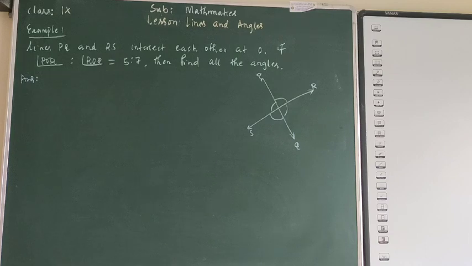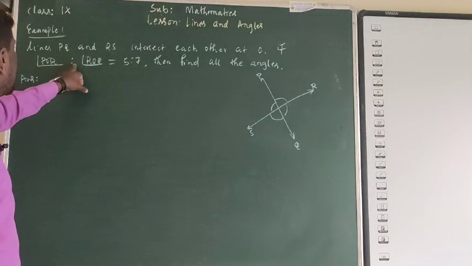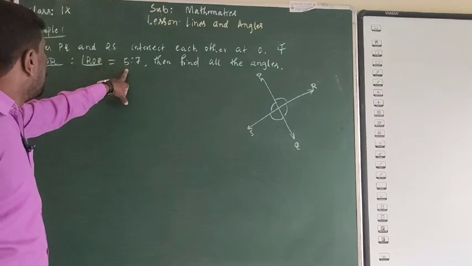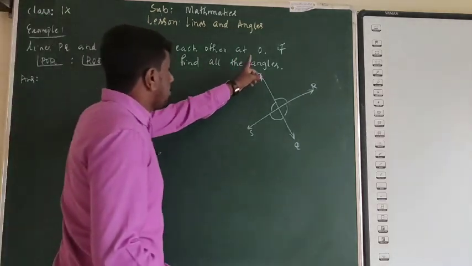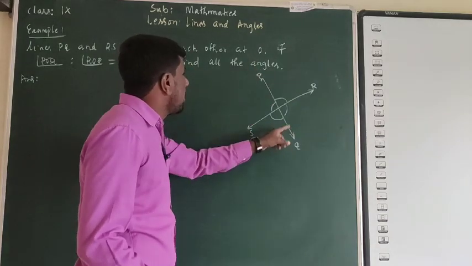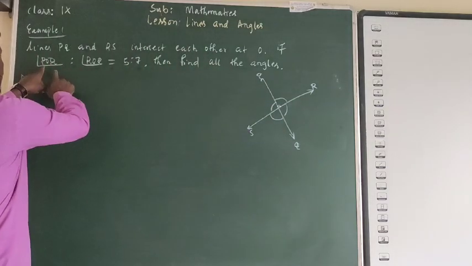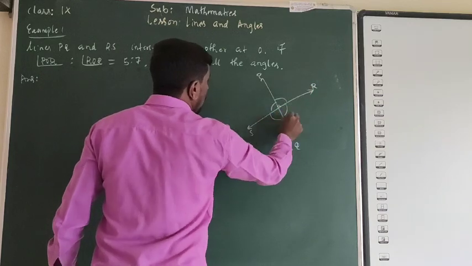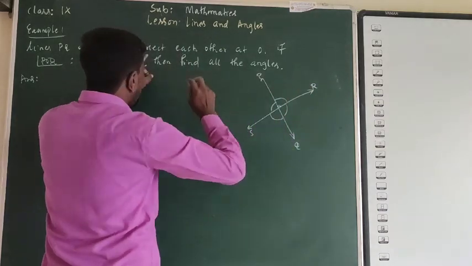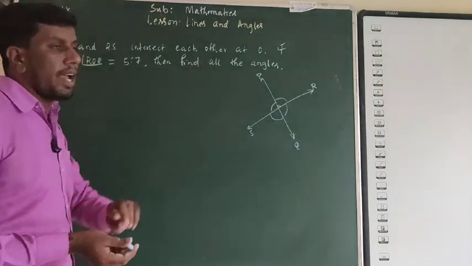So let us solve this example. Here, lines PQ and RS intersect each other at O. If angle POR to ROQ is in the ratio 5:7, then find all the angles. Here the ratio is given. Of course, PQ and RS are the two lines intersecting at the point O. Okay. Now, a ratio is given, POR to ROQ. These two angles are given as 5:7. Find all the angles.